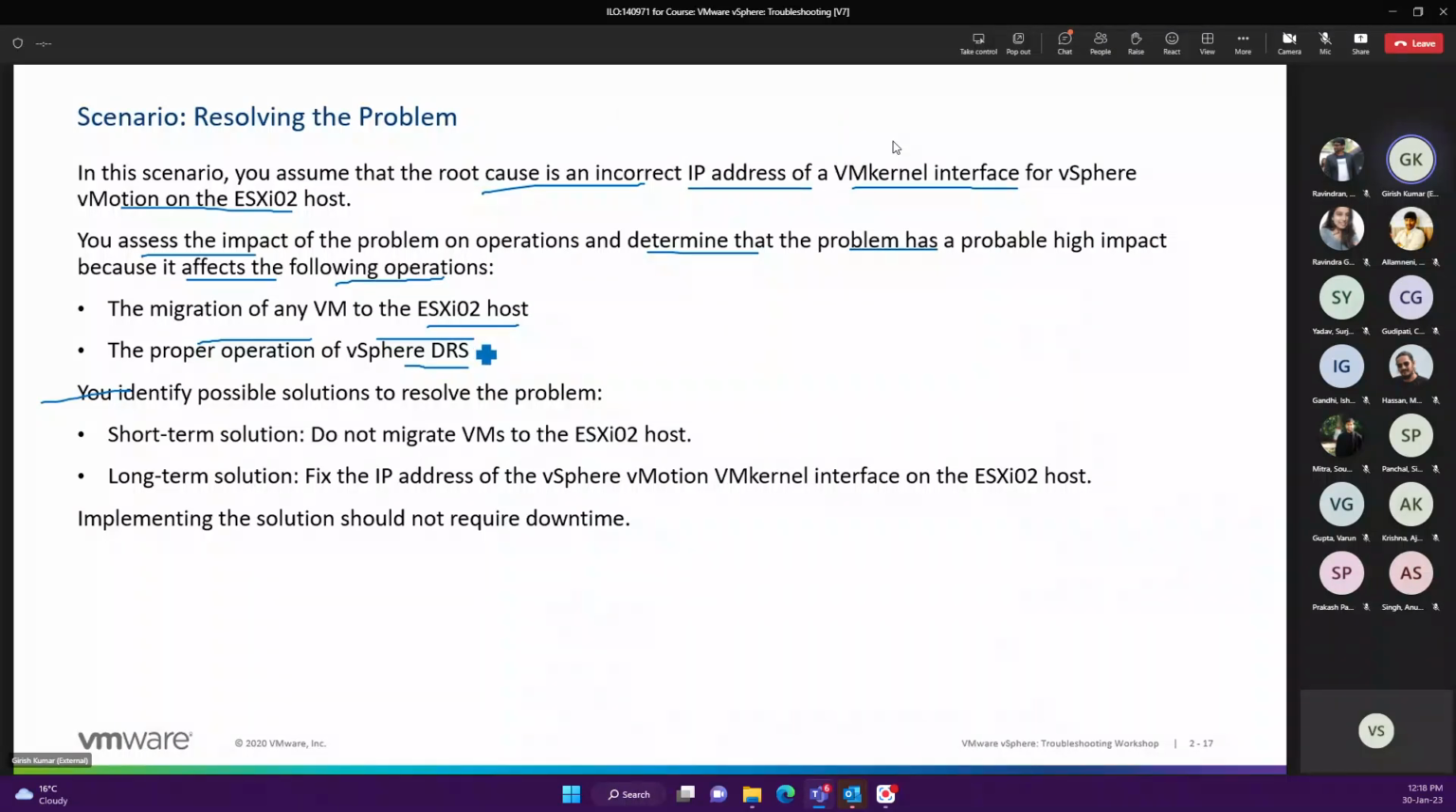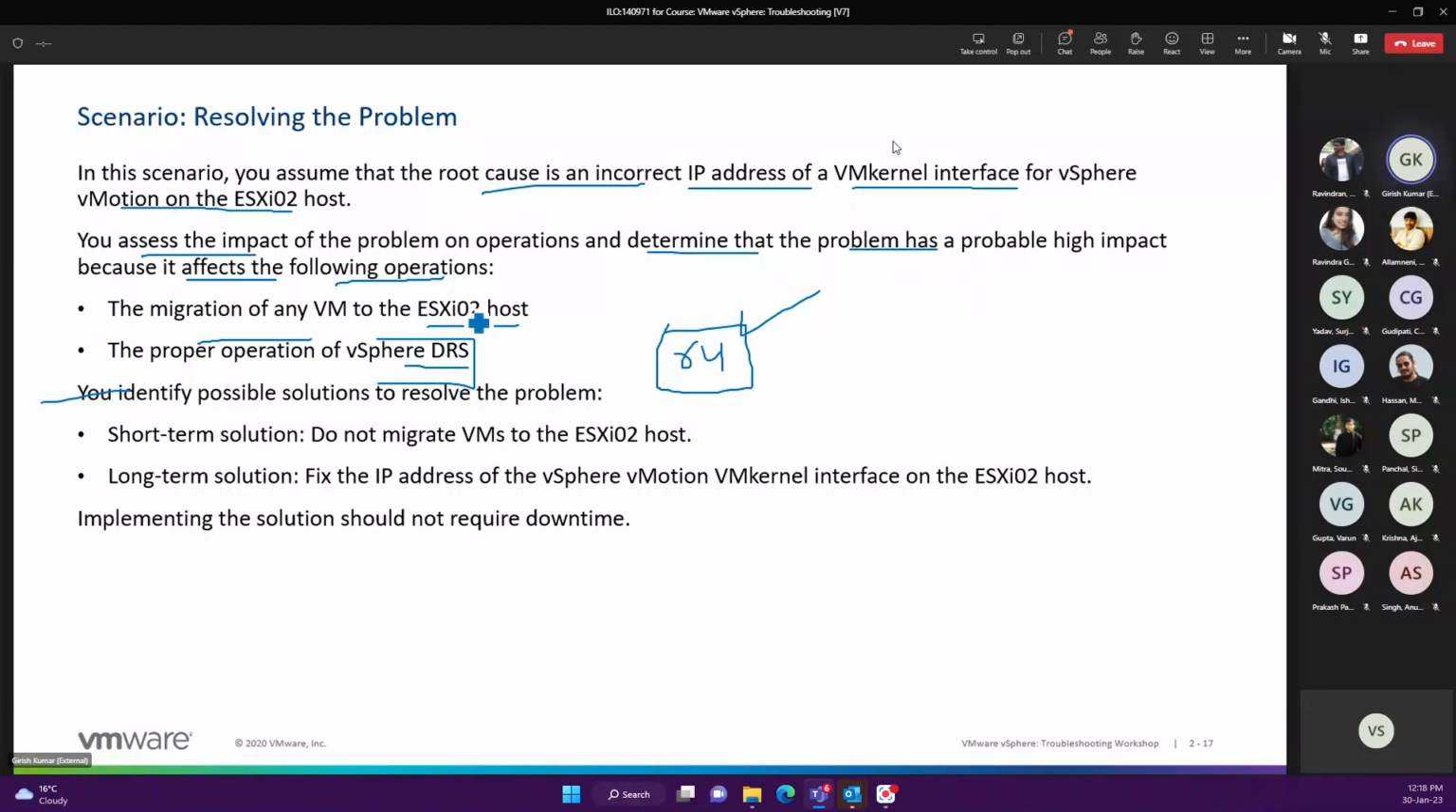DRS does what? Automatic vMotion, but within a cluster. Manual vMotion out of a cluster is possible, but whenever DRS needs to trigger vMotion, it always works within a cluster. Suppose in one DRS and HA enabled cluster we have 64 ESXi hosts, and it can move virtual machines anytime from any host to any host, but within the cluster.